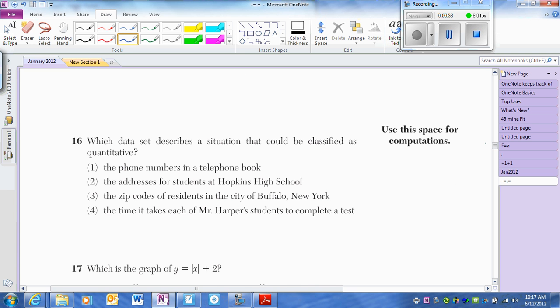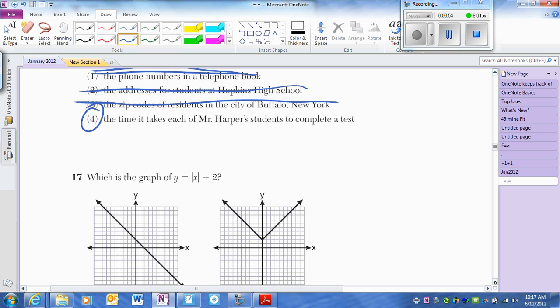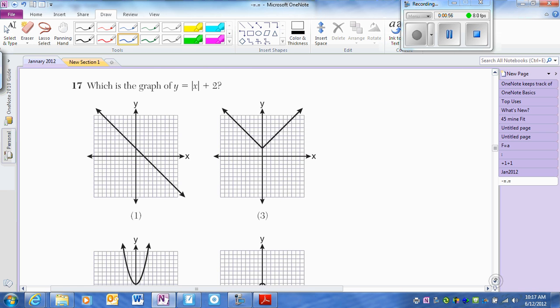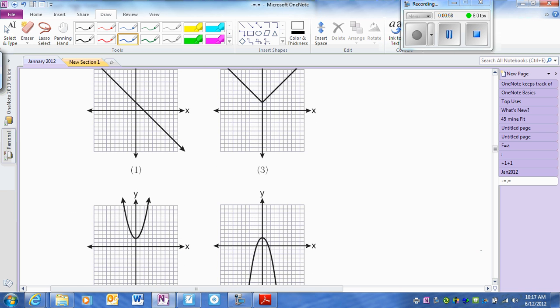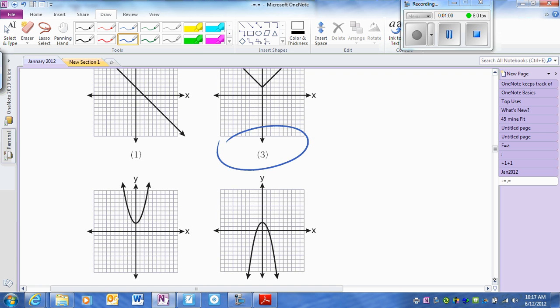I would never want to take the averages of phone books. I would never want to take the averages of addresses. I would never want to take the averages of zip codes. I might want to take the average of the time it takes Harper's students to complete a test. Choice 4. Alright, so the absolute value is a V, and so it has to be this one. Choice 3, absolute value is a V.